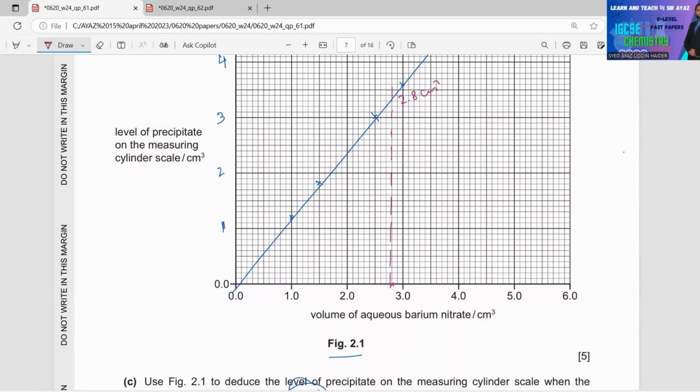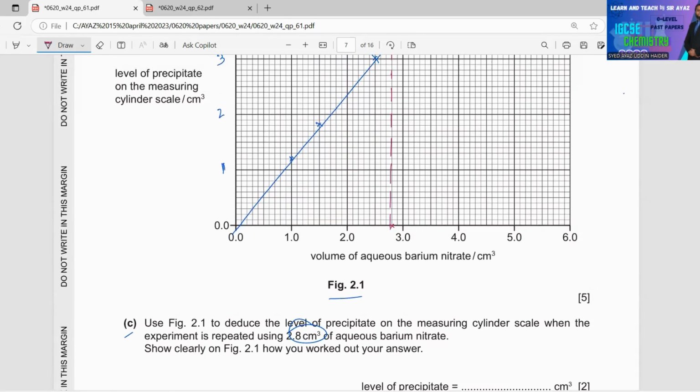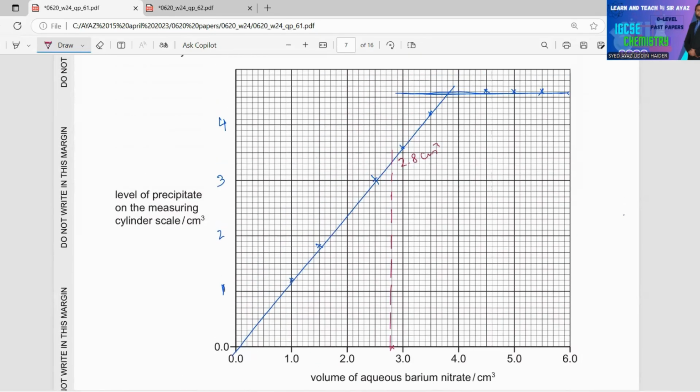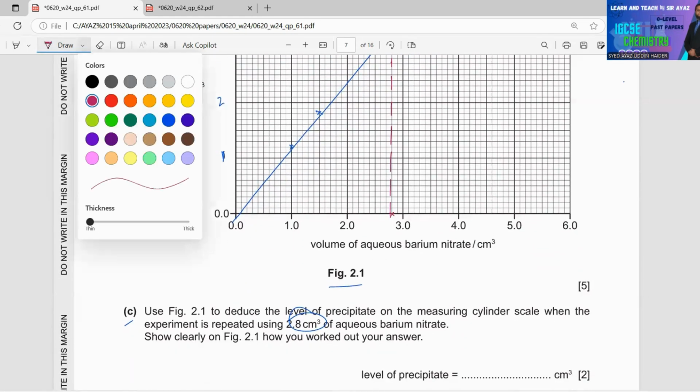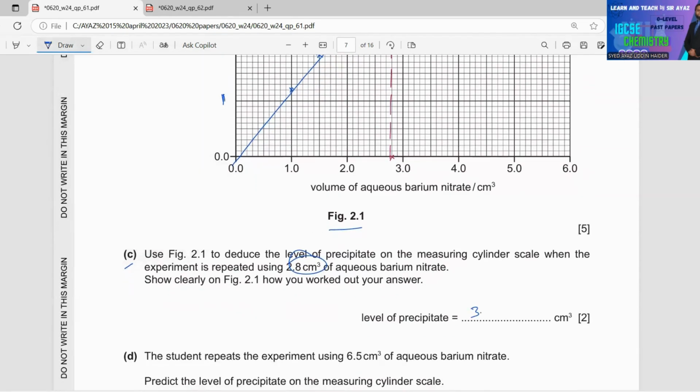Now they are asking for the level of precipitate. Let's join the level of precipitate. It must be 3.3 centimeter cube, according to our work.